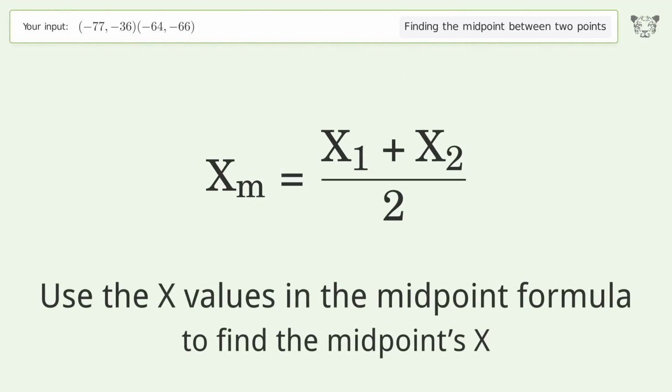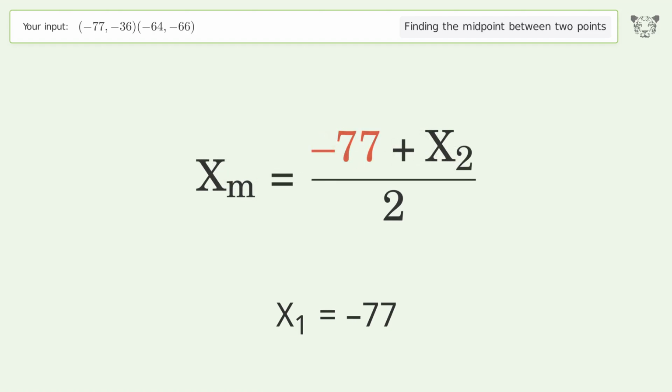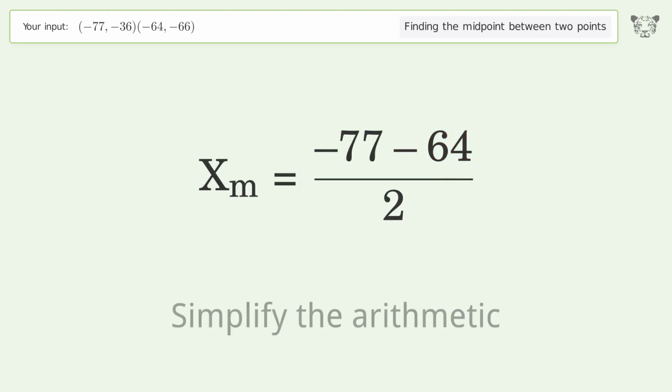Use the x values in the midpoint formula to find the midpoint's x. x1 equals -77. x2 equals -64. Simplify the arithmetic.